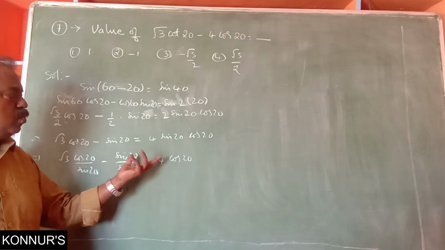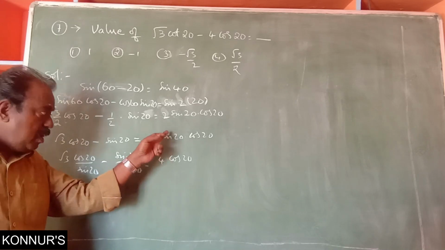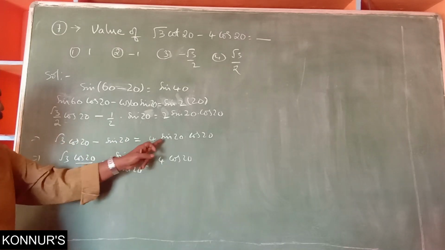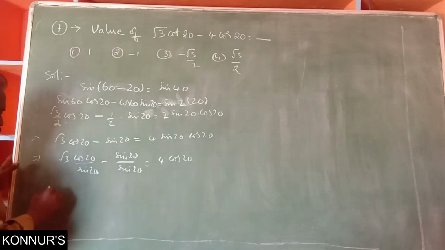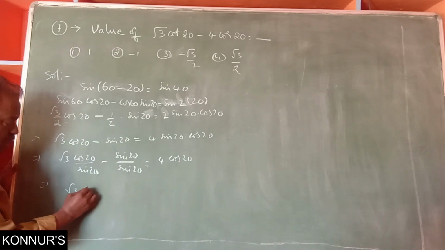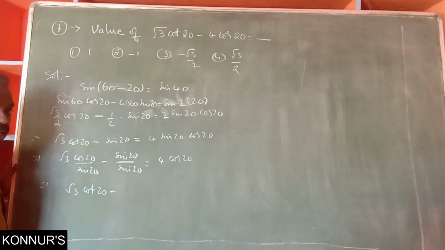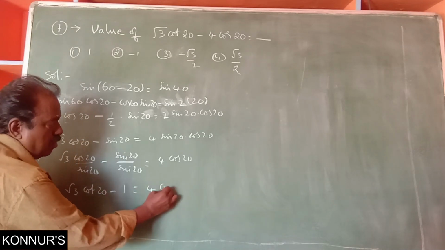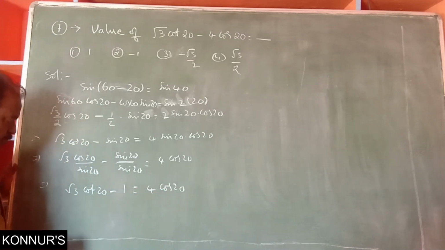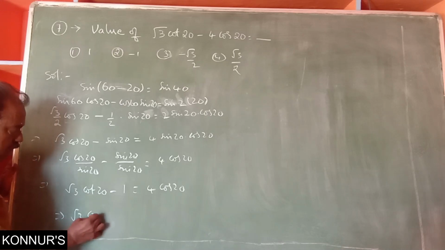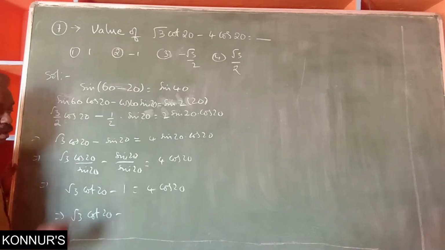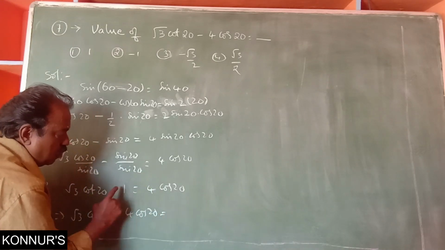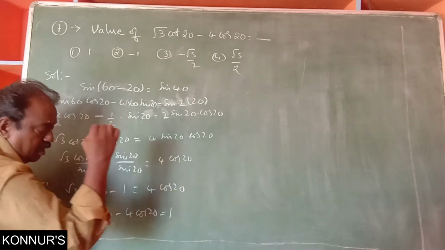Or otherwise, you assume this sin 20 is sent to this side. It divides here: cos 20 by sin 20 and sin 20 by sin 20. You see, it is root 3 cot 20, since cos by sin is cot, minus 1 is equal to 4 cos 20. Now the RHS comes to this side: 4 cos 20 is equal to this. Minus 1 goes to that side, it is plus 1.